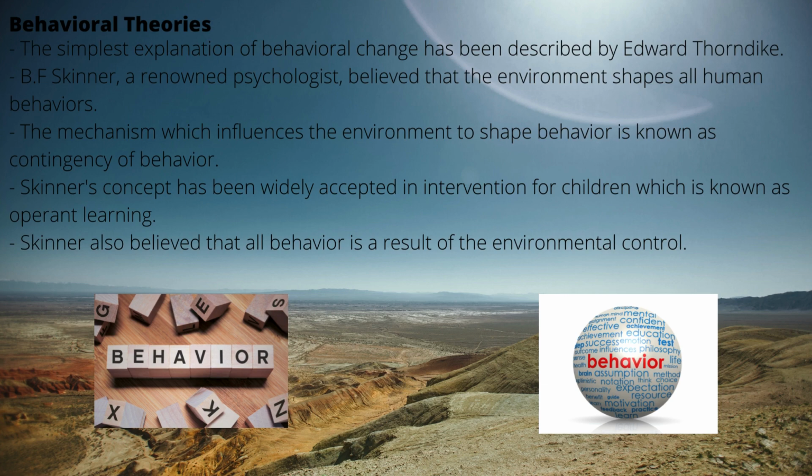Now, let us go to behavioral theories. The simplest explanation of behavioral change has been described by Edward Thorndike as the association between behavior and the resulting reward or punishment. B.F. Skinner, a renowned psychologist, believed that the environment shapes all human behaviors and that behaviors may randomly be emitted in response to an environmental stimulus or stimuli. The mechanism which influences the environment to shape behavior is known as contingency of behavior, which includes stimulus situations, behavioral response, and environmental consequences.